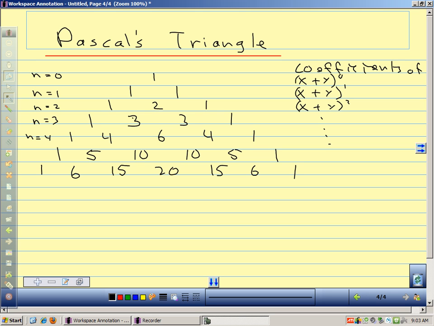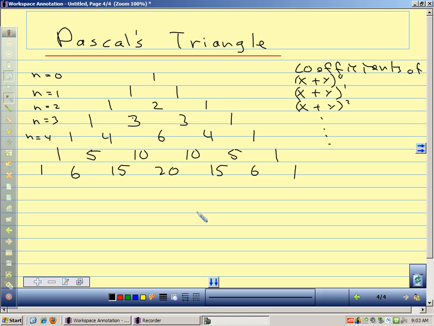But this way, you don't have to memorize all those coefficients for the lower exponents, and you don't have to calculate those nCr numbers. If you know Pascal's triangle, you can construct it.